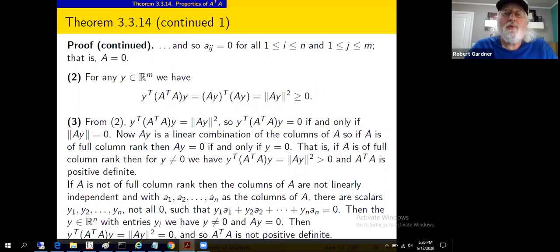So in part 3, we've got positive definite. A transpose A is positive definite if and only if A is of full column rank. So that's what's been shown.